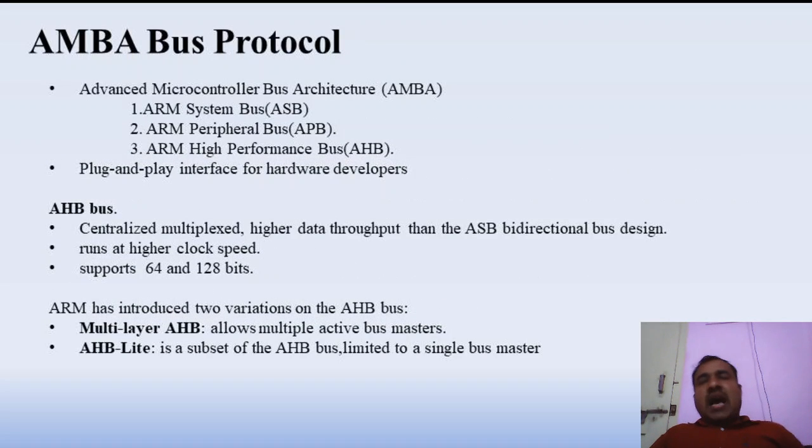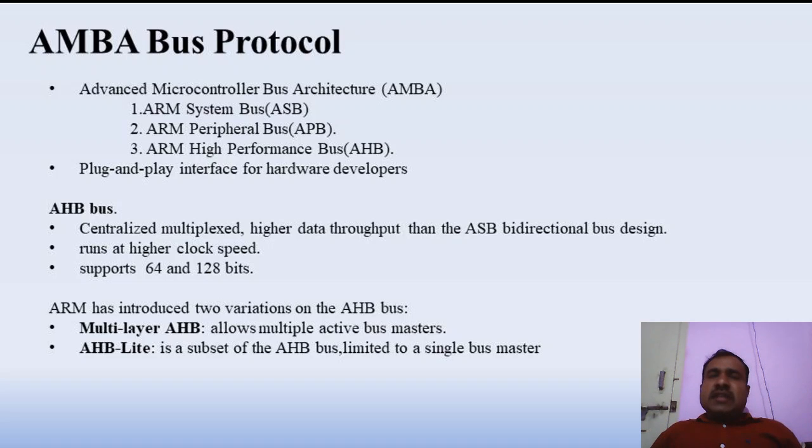So ARM has come up with a bus called the AMBA bus. AMBA stands for Advanced Microcontroller Bus Architecture. This was introduced in the year 1992. Initially, ARM introduced two buses, the ARM system bus and the ARM peripheral bus. Later on, they came up with another bus called the ARM high performance bus.